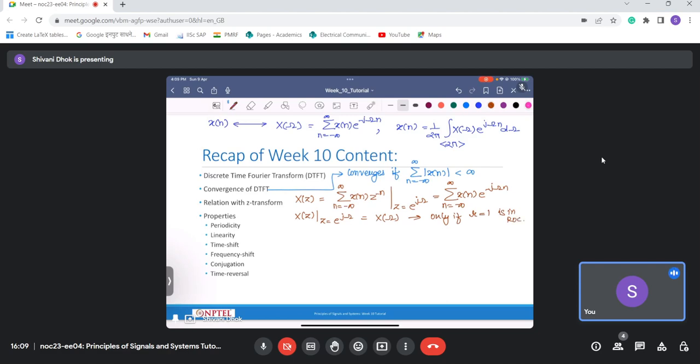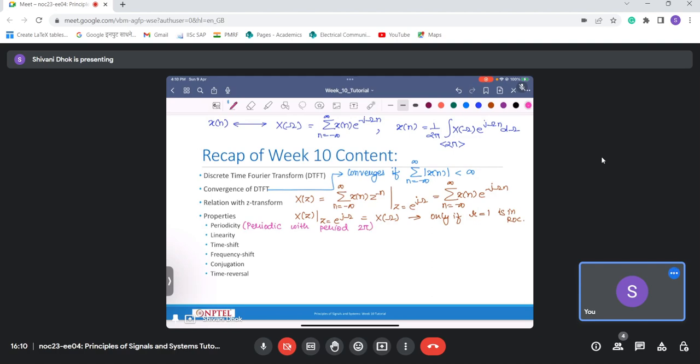After discussing the convergence, the next thing that was discussed was the properties of DTFT. The first property that was discussed was periodicity. This DTFT is periodic with period 2 pi.